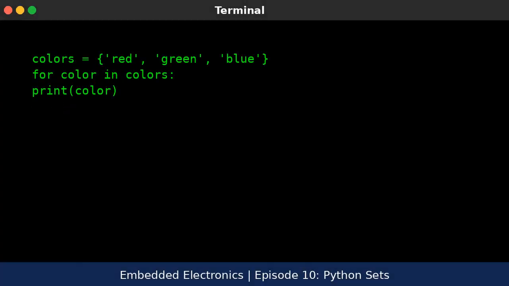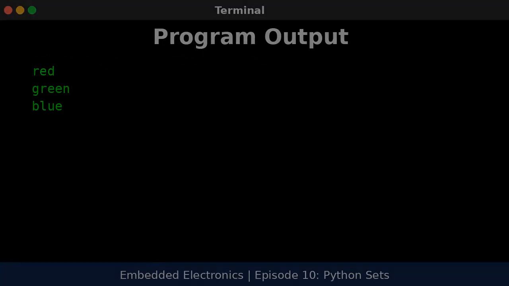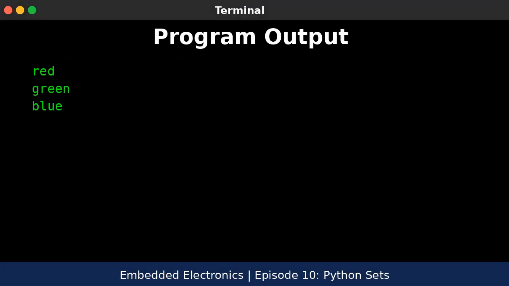This example loops through a set of colors and prints each one. The order may vary. The output of example 4, looping through a set, is as follows: red, green, blue.